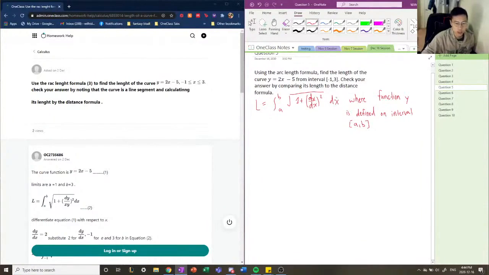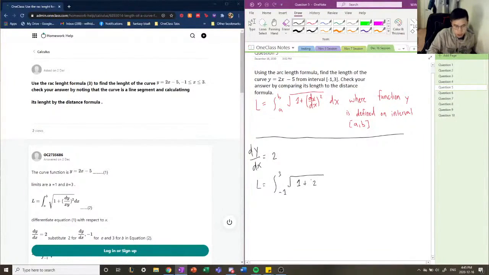So in this question, they gave us the function 2x minus 5 and an interval, and they asked us to find the arc length. Let's do that now. First, we want to find what y prime, or dy over dx, is. So dy over dx is going to be 2. We're going to sub that into our equation. So the arc length equals the integral from -1 to 3 of the square root of 1 plus 2 squared, dx.